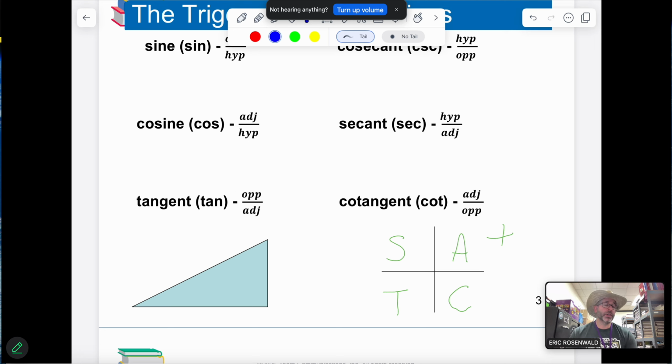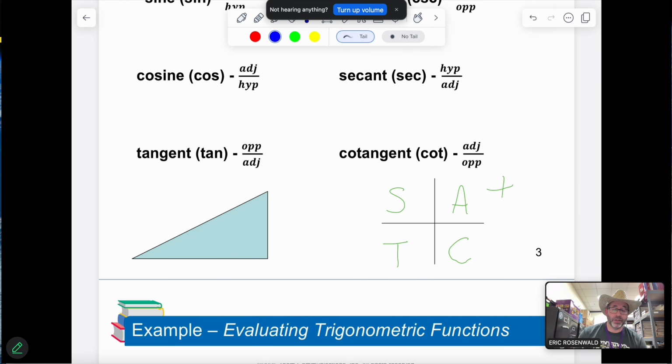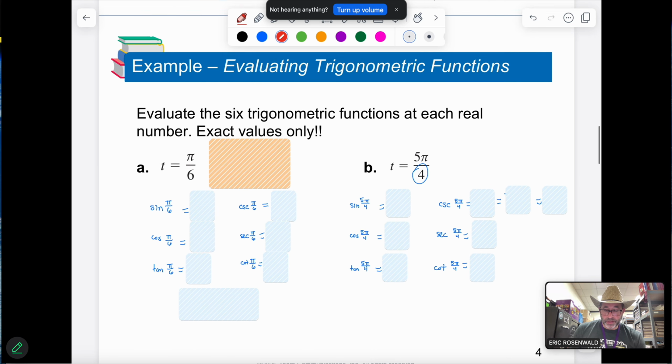Something else to recall, which we're going to come back to later on, is the phrase all students take calculus. What this means is that all of the trig functions are positive in the first quadrant. Only sine is positive in the second quadrant, only tangent is positive in the third quadrant, and only cosine is positive in the fourth quadrant. But it's not just that sine, tangent, and cosine are positive in those quadrants. Their reciprocals are also going to be positive, because we're not changing the signs. Okay? So let's dive into these.